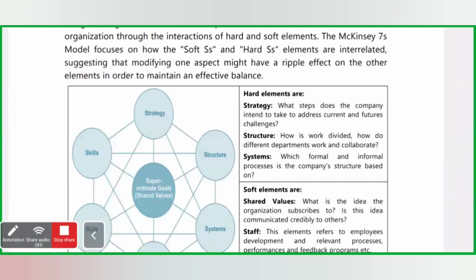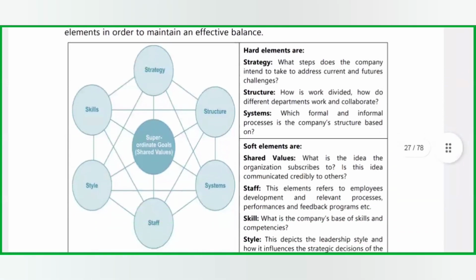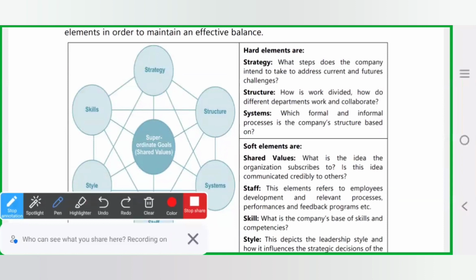Just modifying one aspect has a ripple effect on the others. मतलब एक का परिणाम और एक का इफेक्ट दूसरे पे पड़ रहा है. Since these elements, that is soft elements and hard elements, are interrelated, the hard elements here represent strategy, that is what steps the company intends to take to address current and future challenges.